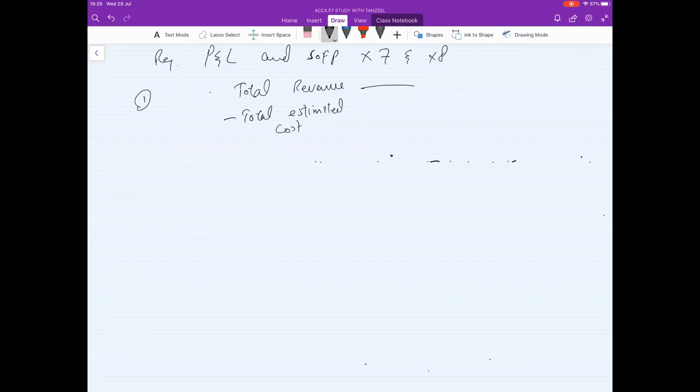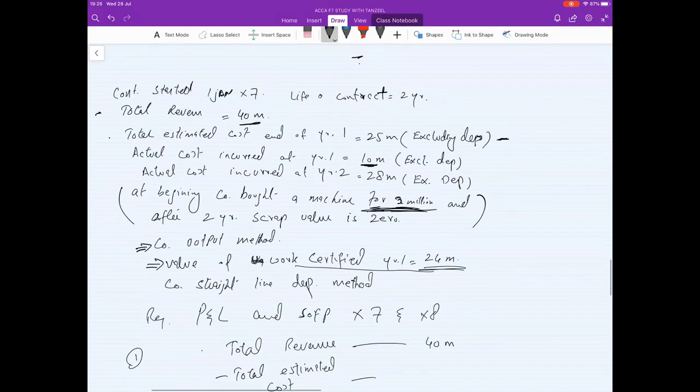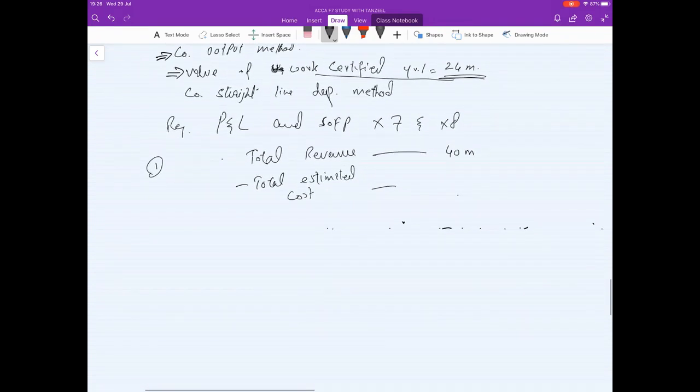Total revenue was 40 million. Okay, total estimated cost is 25 plus, because the company bought 3 million extra machine for this project only, so it means 25 plus 3. So the total cost is 28, and the profit is 12 million.